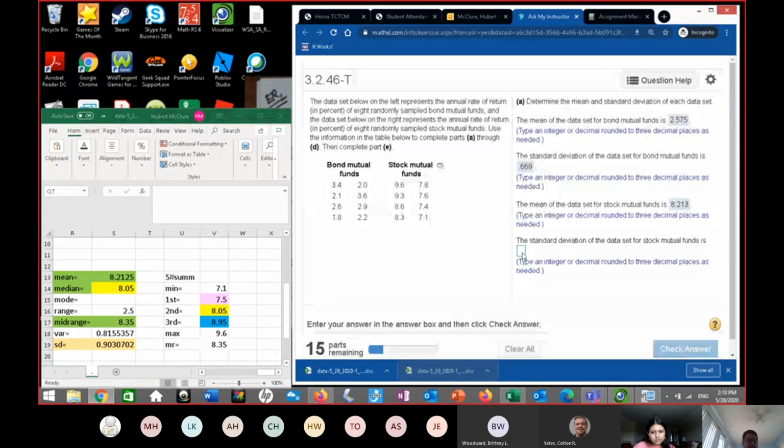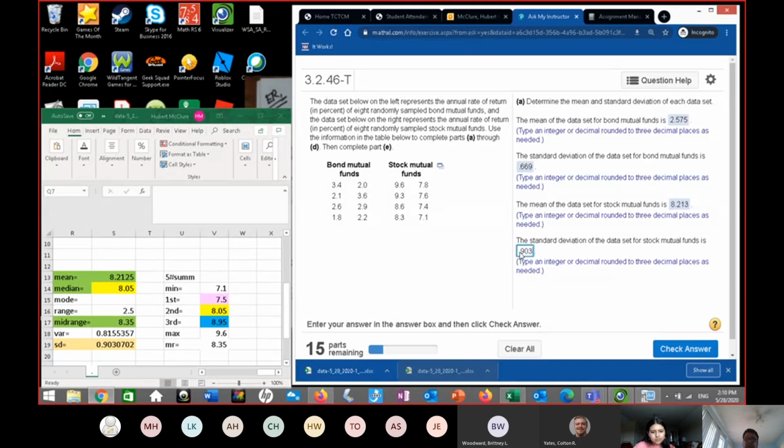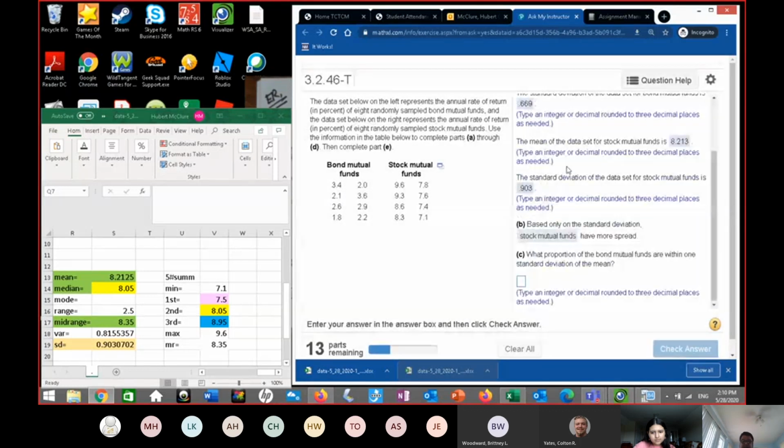And the standard deviation is 0.903. And I don't know what they're going to ask for now. Based on the standard deviation, which one's the first group? Bonds? The second group has more spread. The stock has more spread. And we feel good about ourselves.